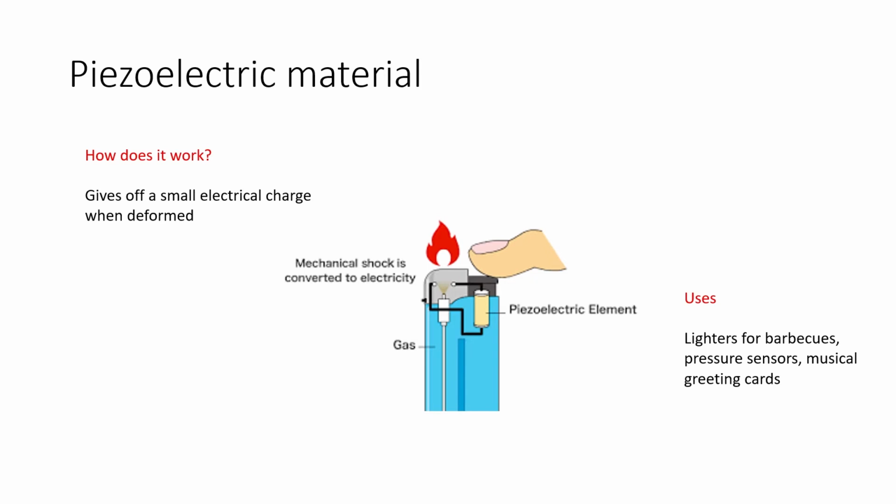If you're thinking of more sensible uses, pavements or roads could have piezoelectric material on them. As cars and people walk past, it stores up electricity that can then power, say, the street lights or whatever it may be.